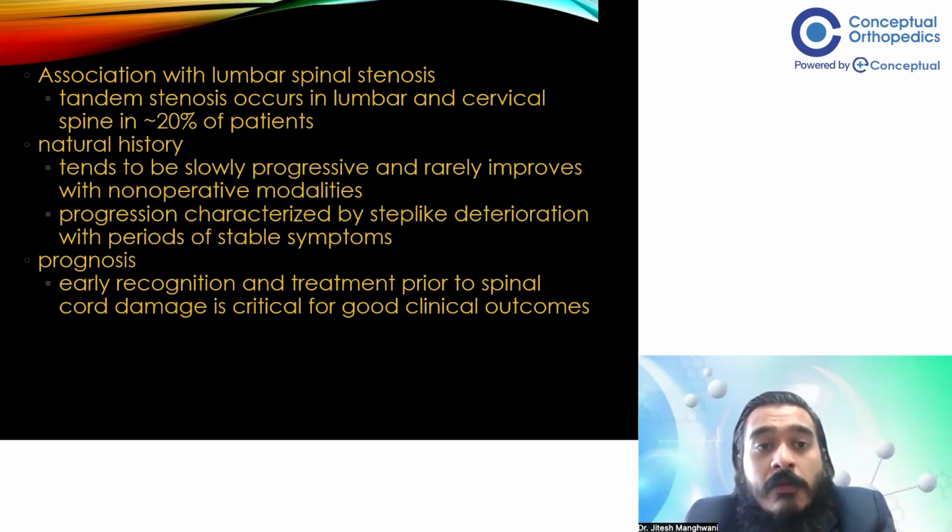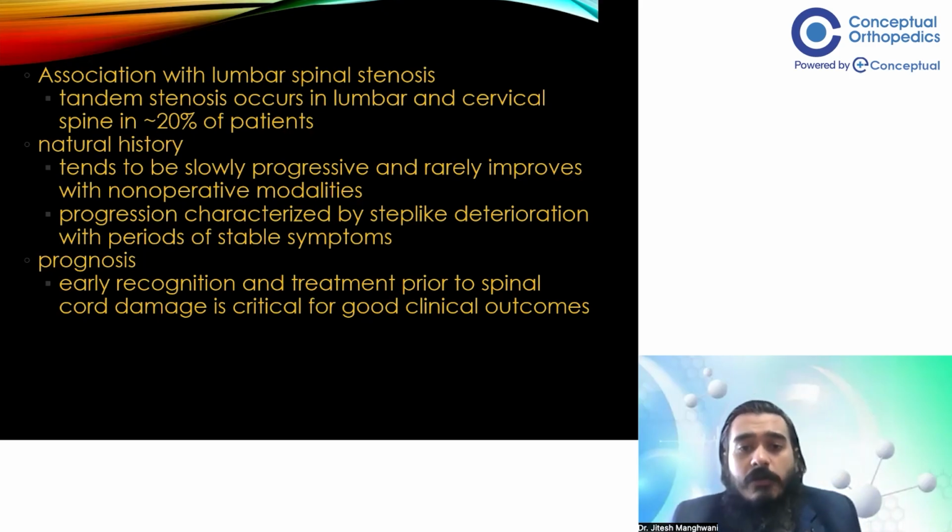Natural history: it tends to be slowly progressive and it rarely improves with non-operative modalities. Progression is characterized by step-like deterioration with periods of stable symptoms. This is a classic thing that happens, that is step-like deterioration. The patient would deteriorate for some time, then plateau, then deteriorate, then plateau, then deteriorate, then plateau. That is how it happens. And suddenly, if the patient sustains a jerk on the neck or some trivial injury, that is when the patient will deteriorate rapidly. Prognosis: early recognition and treatment prior to any form of damage, myelomalacia or cord edema is critical, and it is important for good clinical outcomes. So that is how you prognosticate these cases.